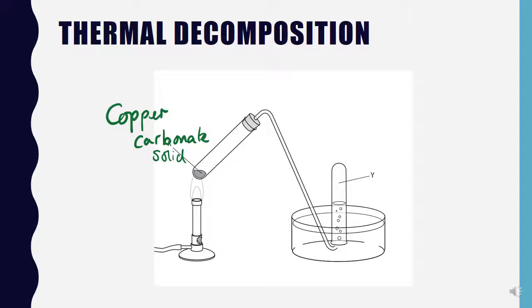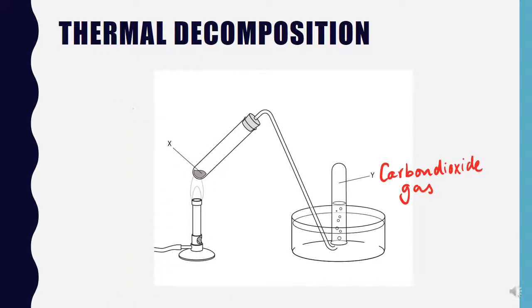One of the products formed will be carbon dioxide gas. The second product formed will be copper oxide solid. So you see there is copper and oxygen in the copper oxide, and there's carbon and oxygen in the carbon dioxide.